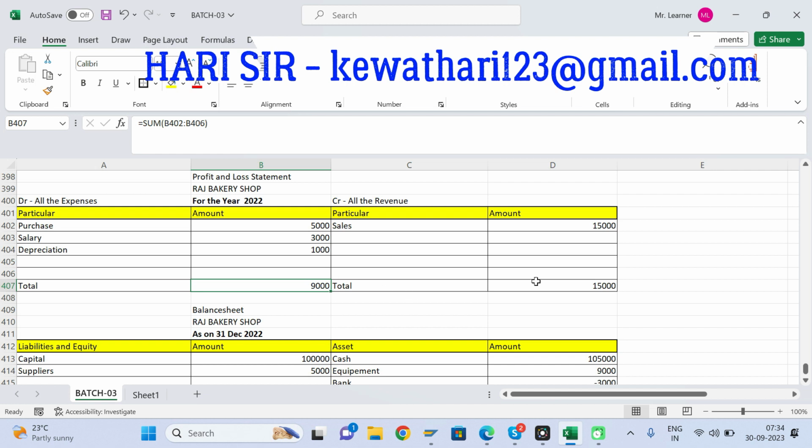Hari, I have one doubt. Yeah, ask me. While you were explaining, you told in cash of 1 lakh, 10,000 is purchased. So that 10,000, have you shown in the profit and loss account? No, why should I show it in the profit? That is not my expense, right? I am purchasing the equipment. That is my building and asset I am purchasing. So my asset got increased and my cash got decreased. Both are asset items. Okay. Thank you, Hari.